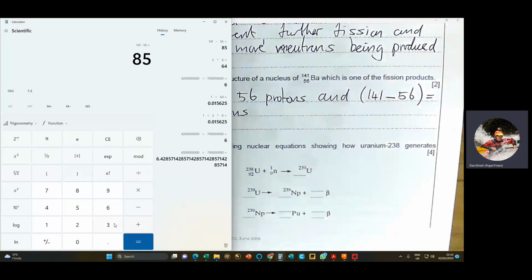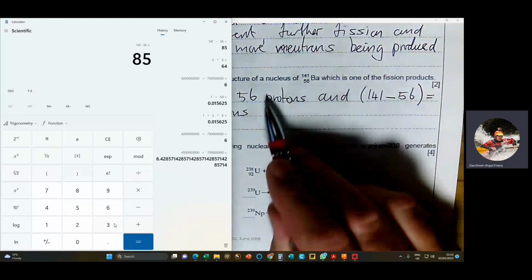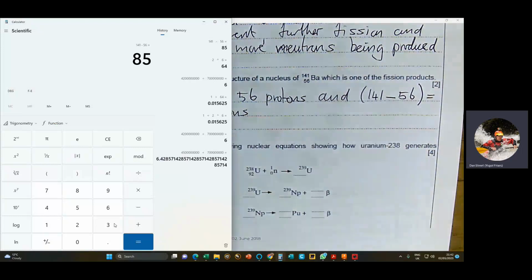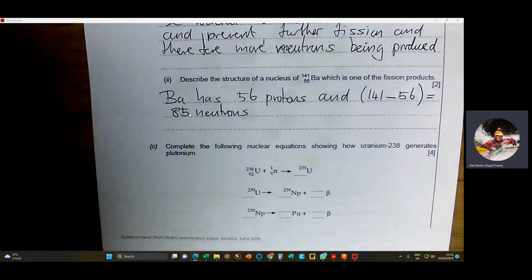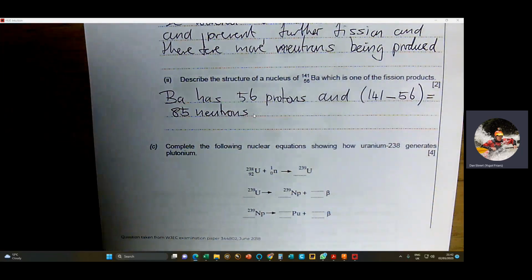Okay, so the question's got 2 marks, and there are 2 key facts there, so that should get you the marks. But if you put this bit in, it shows the examiner where it's from, just if there's any doubt if you make an error with your subtraction.